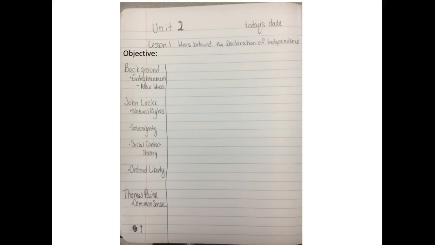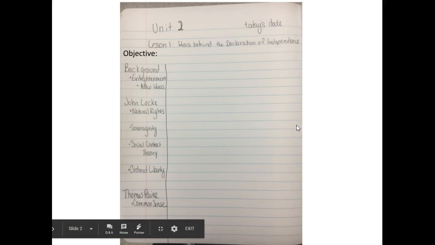For this lesson today, you are going to be taking notes, but you're going to be taking them directly in your notebook. So instead of having a separate sheet of paper, we're going to just do it right in your notebook. And this is how I would like you to set it up. You're going to be on page 4 in your notebook.